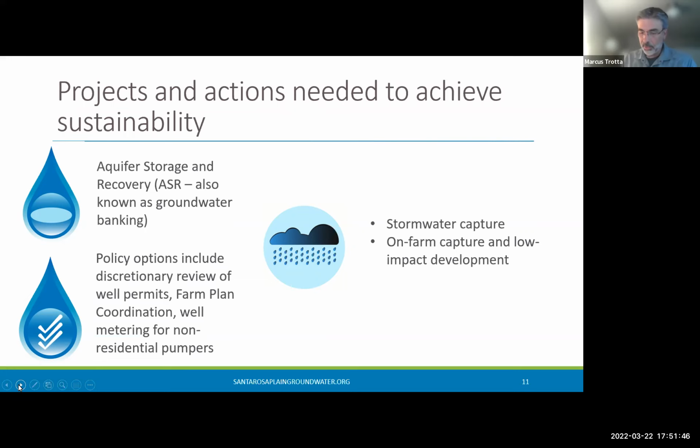The GSP also includes an activity to evaluate policy options that the GSA could consider adopting using their own authorities provided by the Sustainable Groundwater Management Act, or recommending policy options for other agencies to consider that would benefit the groundwater basin. And some of those types of policy options that could be considered include discretionary review of well permits, coordination with growers in their farm plans to integrate activities that benefit sustainable groundwater management. And we've already been talking with growers about what that could look like, as well as well metering for non-rural residential groundwater pumpers. These are the types of policy options that would be developed and brought to the GSA board for consideration in terms of applying management actions within the basin.